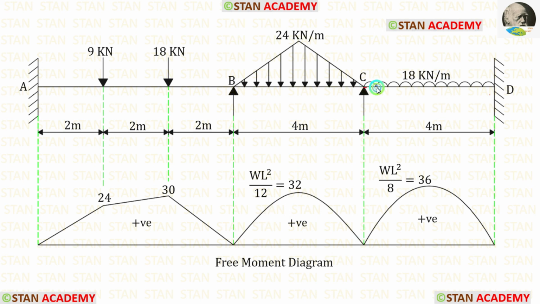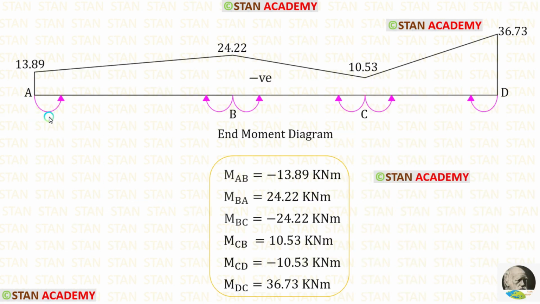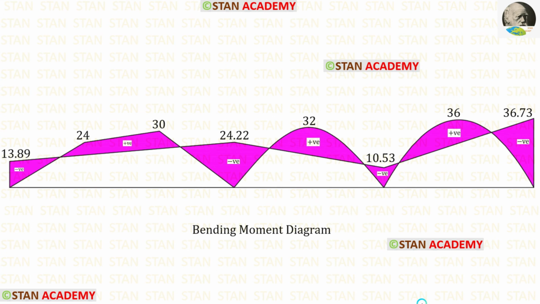In the span CD, we have uniformly distributed load. Here, we have to use the formula WL square upon 8. Using the direction of the end moments, we can draw the end moment diagram. By combining free moment diagram and end moment diagram, we can draw the bending moment diagram.